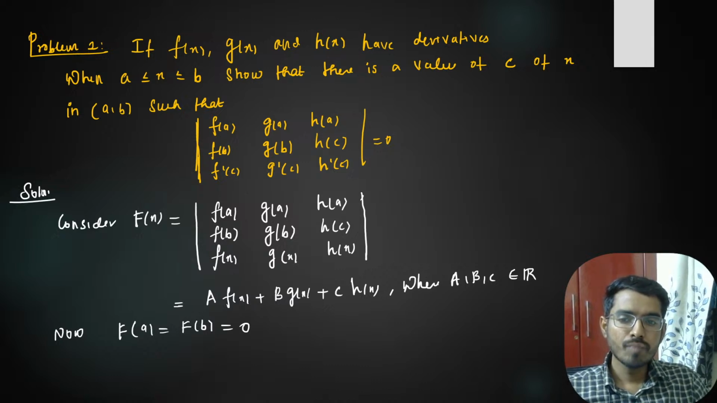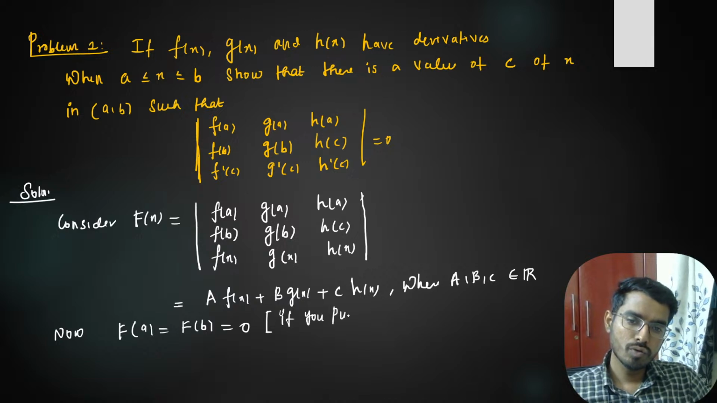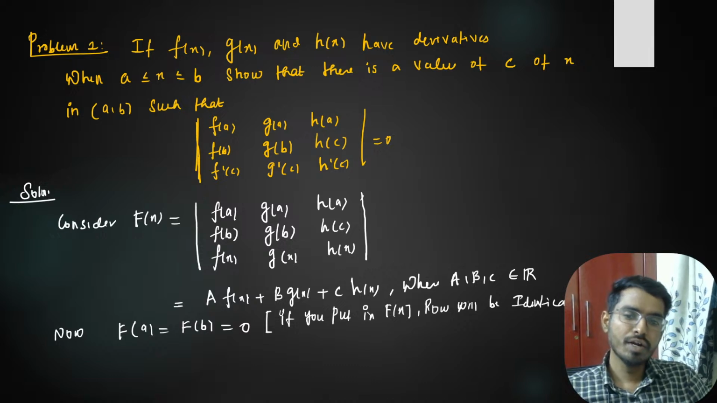And what about F of b? Already, see, these two are fixed. There is no x here. F of b will be small f of b, small g of b, small h of b. And again, you can see R2, R3 are identical. Again, the determinant will be 0, right? If you put in capital F of x, rows will be identical. As a result, your determinant will be 0.